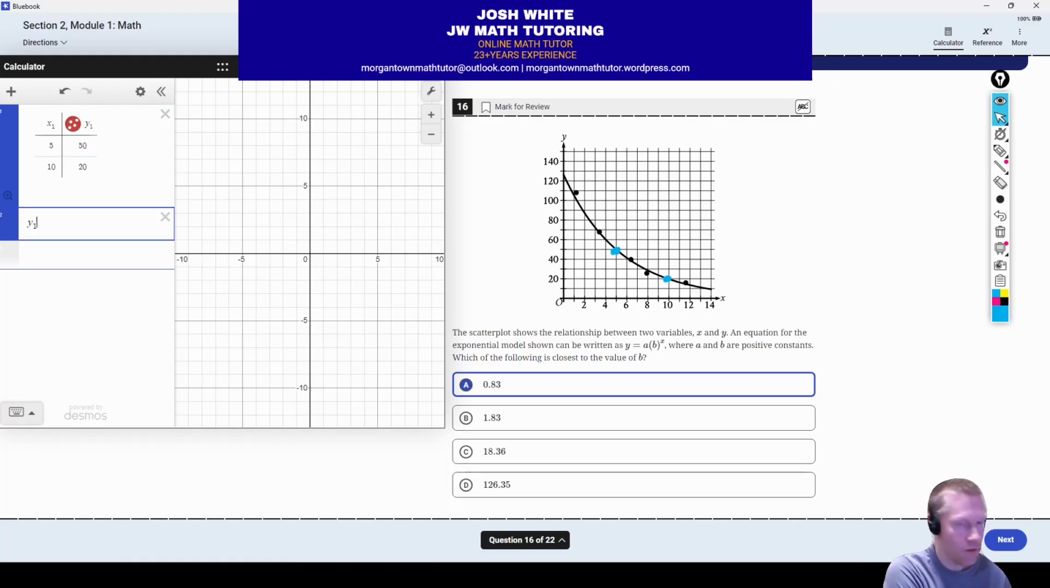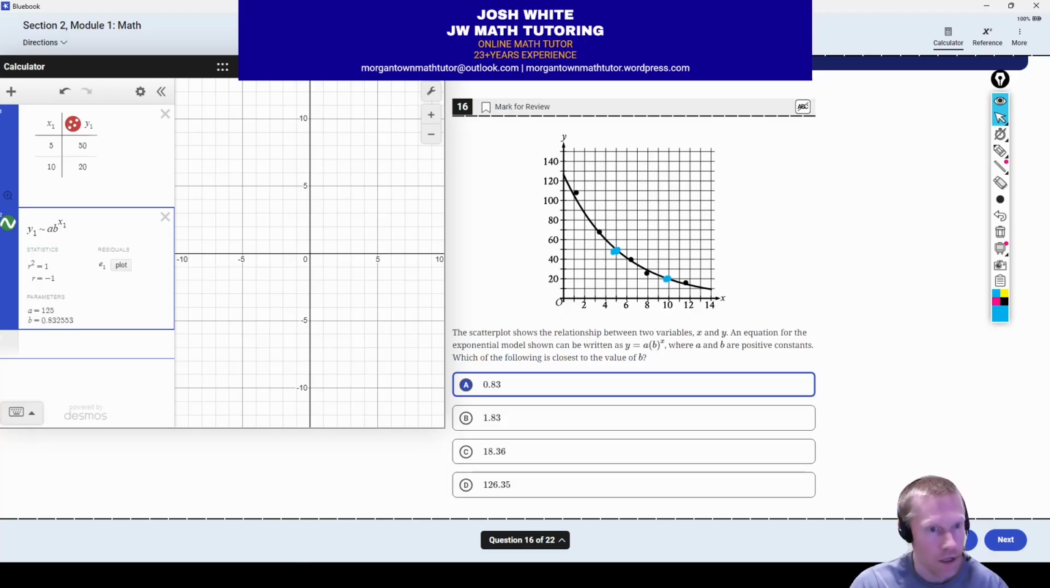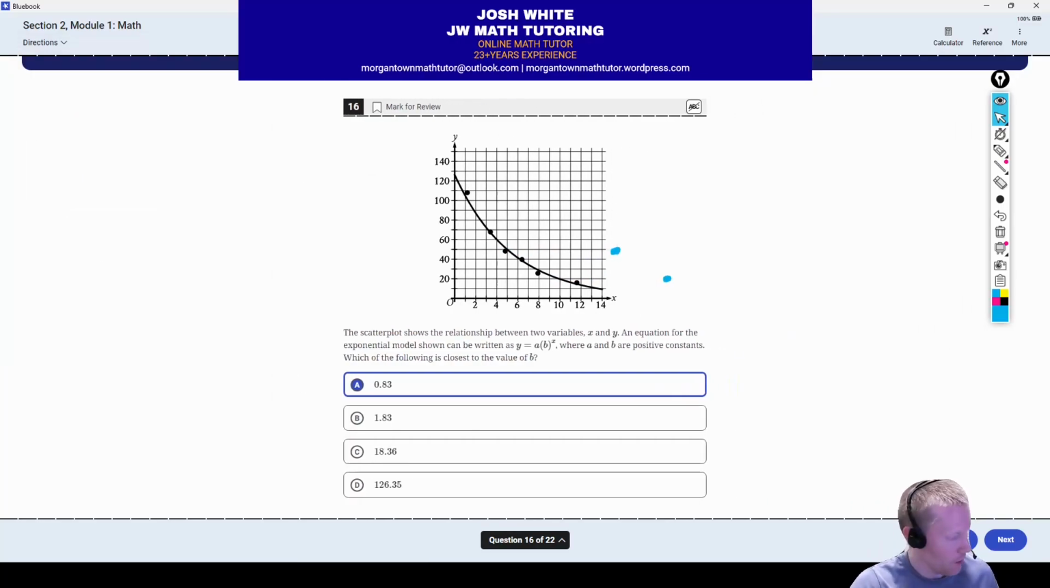And now I can just do an exponential regression, a times b to the x. It gives me values for a, and it gives me values for b. So the b value is 0.832553, it's very close to 0.83. It's nowhere close to any of the other answer choices. So again, you can go to Desmos, you can do an exponential regression. This is just an alternate way you could solve this question.